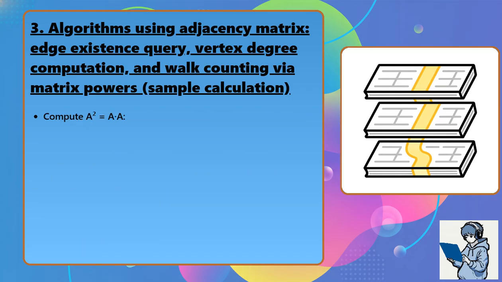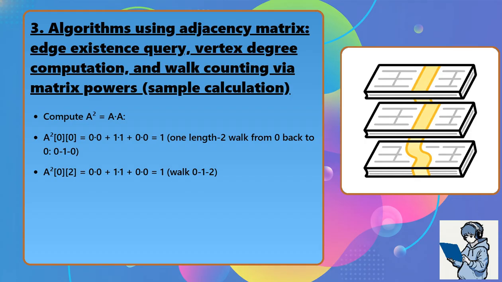Compute A squared equals A times A. A squared of (0,0) equals 0 times 0 plus 1 times 1 plus 0 times 0 equals 1, a length 2 walk from 0 back to 0: 0 to 1 to 0. A squared of (0,2) equals 0 times 0 plus 1 times 1 plus 0 times 0 equals 1, the walk 0 to 1 to 2.